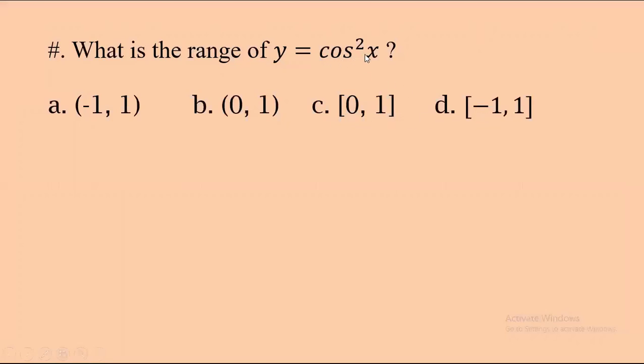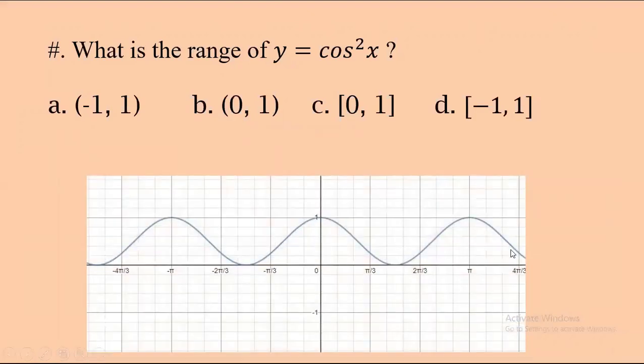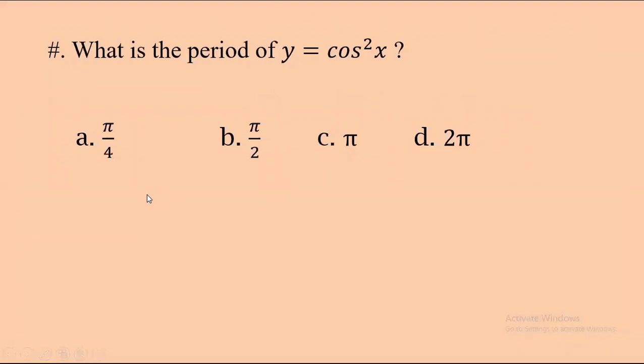D is not, because for a square function we will not get any negative value. So D and A are not. Again, for cos 90 we get 0. So 0 is included, but in B 0 is excluded. That's why you have to accept the answer C. You see the graph and you can take the right decision. You see 0 to 1, 0 to 1. This is 0, the minimum, and this is the maximum, 1. What is the period of this?